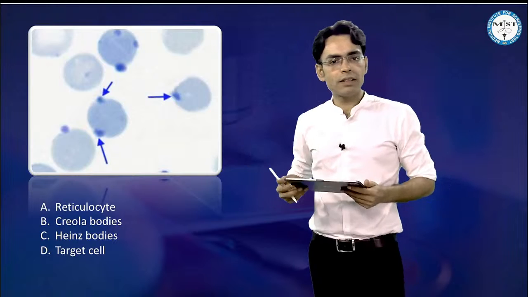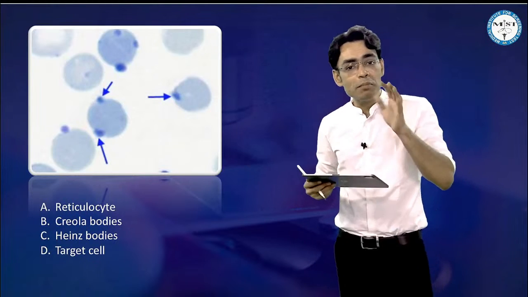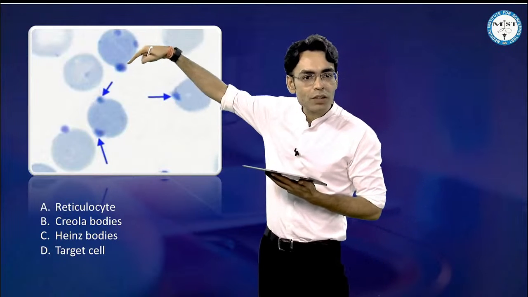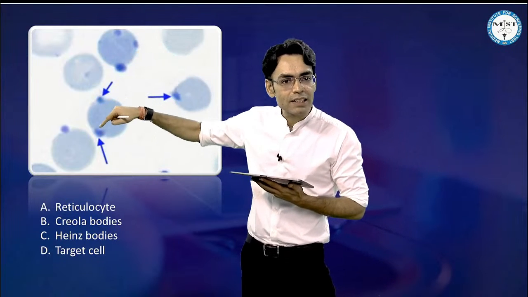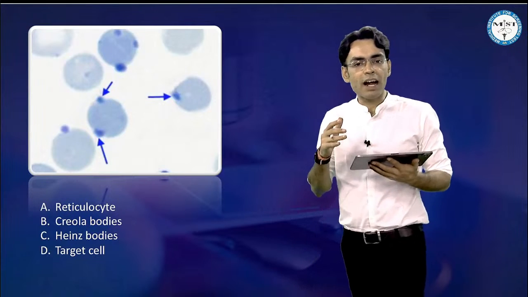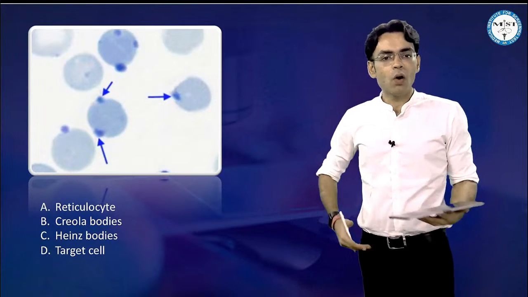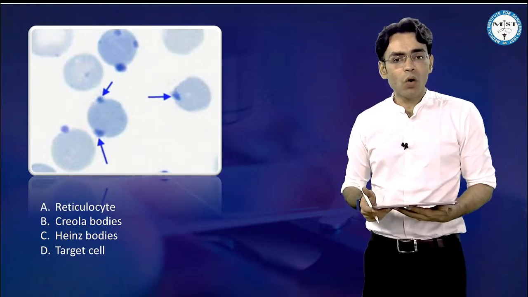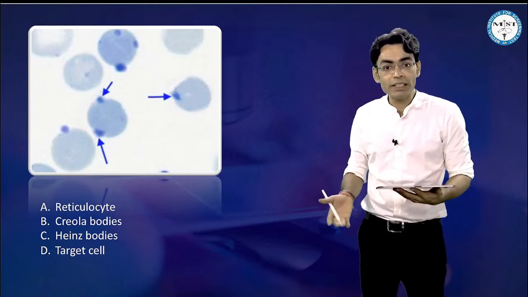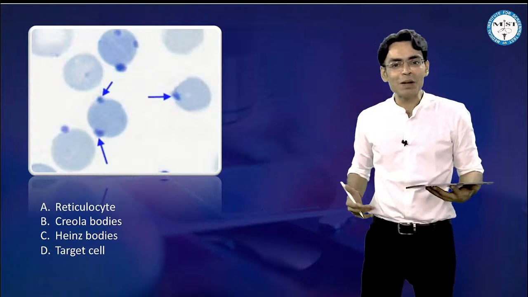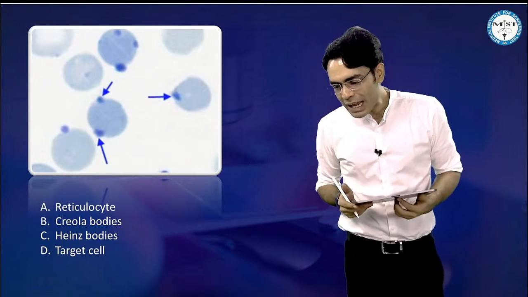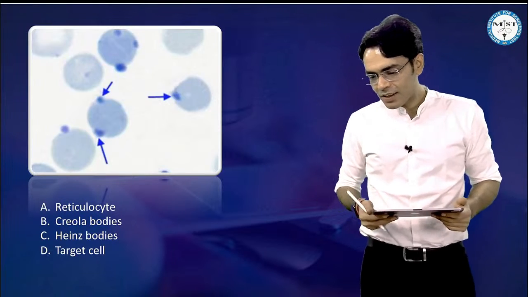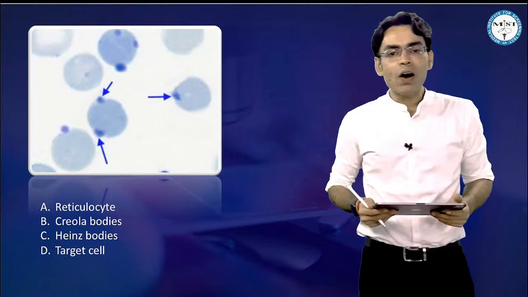What are these cells? Now let's come to this, a very important cell where you are seeing something getting deposited like these dots. What kind of cells are they? Are they reticulocytes, Cabot rings, Heinz bodies, or target cells? We just saw target cells, so D cannot be the answer. So out of A, B and C, what are the cells? Very good. They're your Heinz bodies.